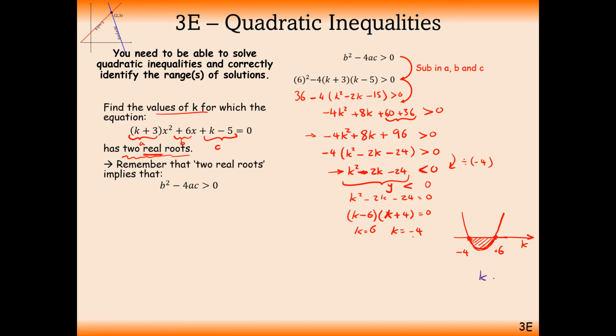K has to be strictly less than, because here we have a strict inequality. So k is less than 6 and k is bigger than minus 4. This is writing in set notation: k is such that k is between minus 4 and positive 6. Alright, so let's see if there is another question to look at.